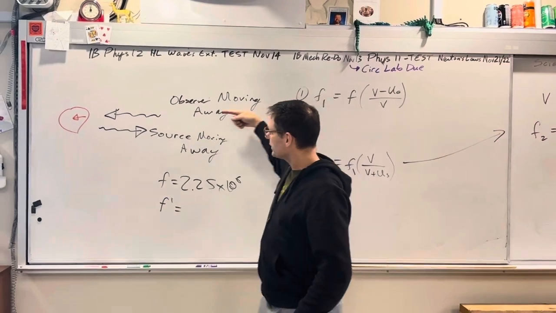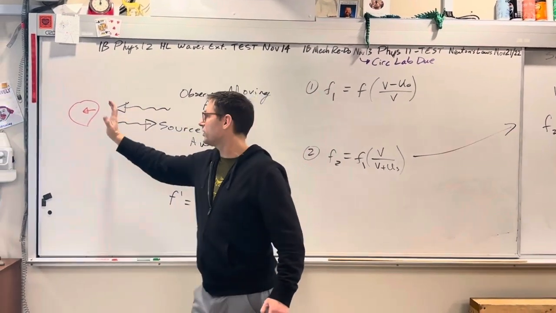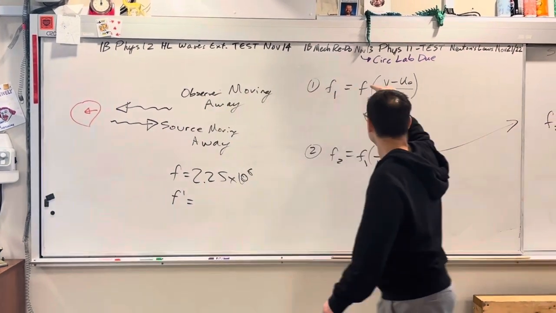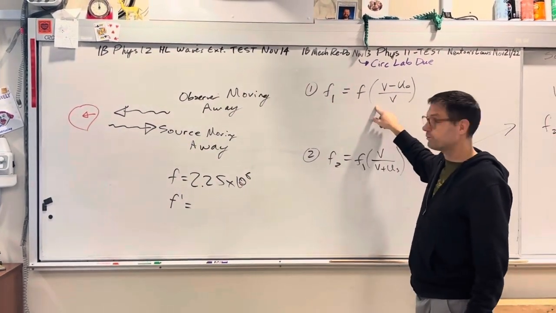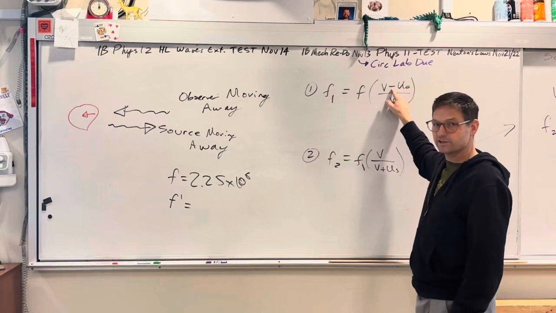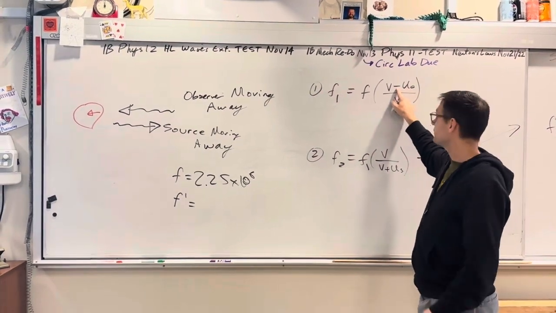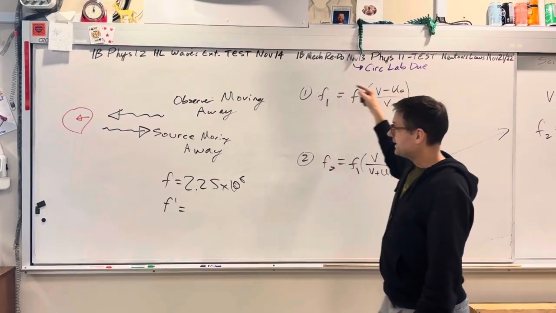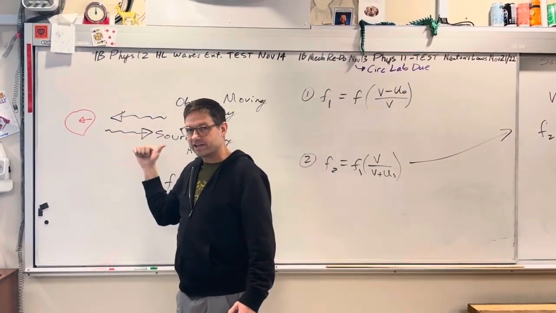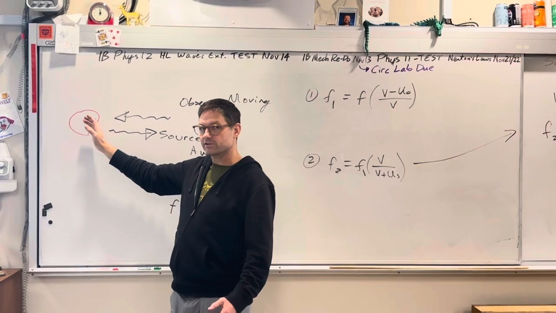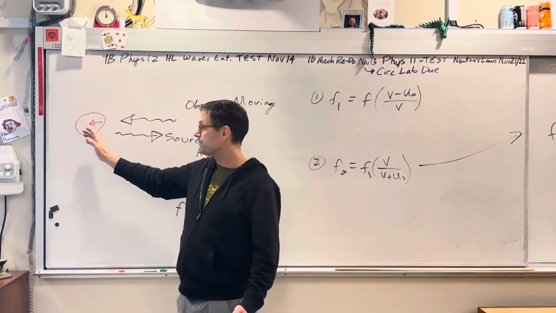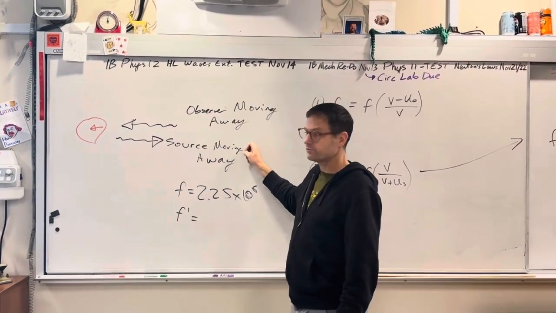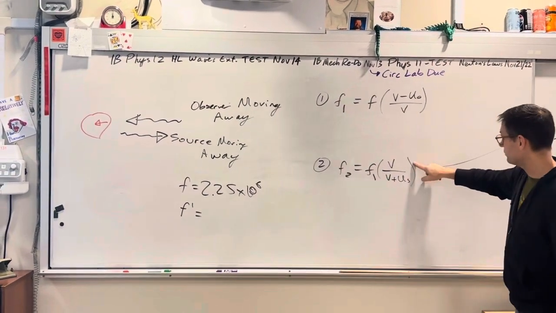As the sonar comes into the heart, the wall is moving away. And so we have to use this equation. This is in your data booklet, but you have to know that it's minus, because in the IB data booklet they put a plus and a minus, so you have to know that moving away is a minus. And then when it bounces back, the heart wall becomes the source of the sound. But it's still moving away. So the source is now moving away, and that's this equation.